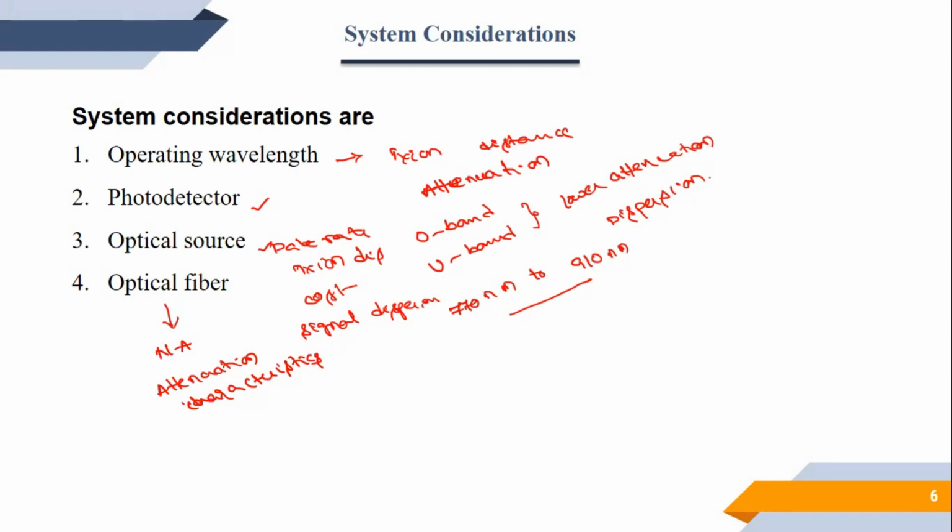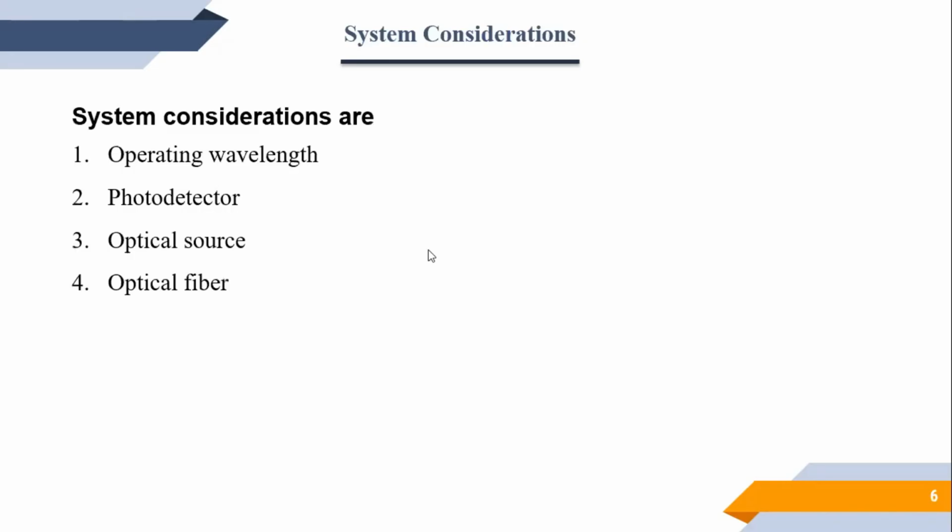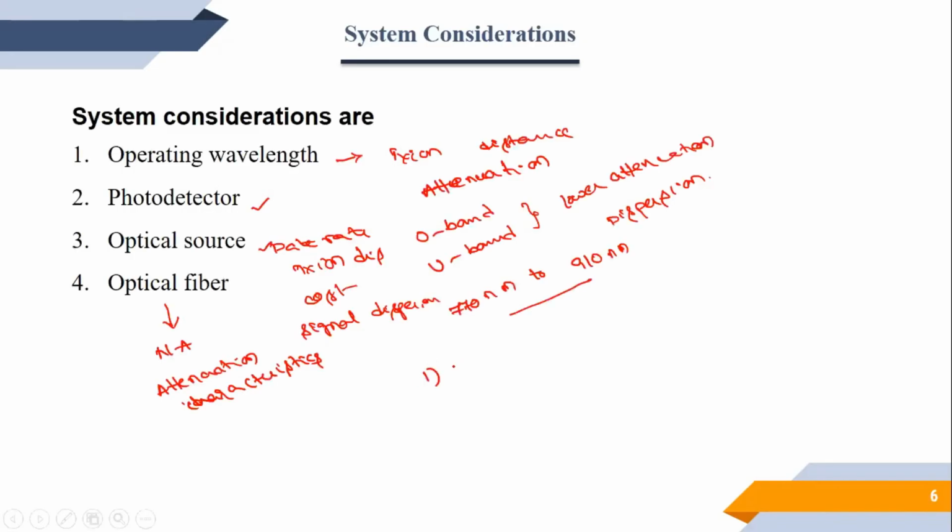And next, how to evaluate the system performance after designing an optical communication system. The performance can be analyzed. In order to analyze the system performance, we have two methods. One is link power budget, and the second one is rise time budget.